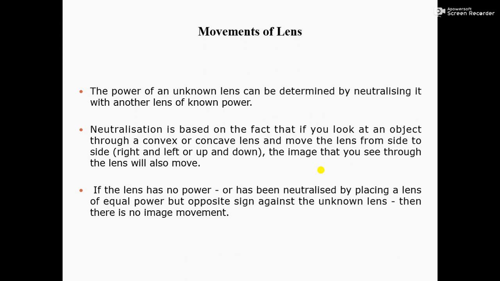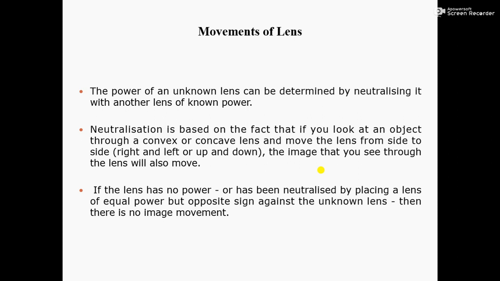Neutralization is based on the fact that if you look at an object through a convex or concave lens and move the lens from side to side, that is right and left or up and down, the image that you see through the lens will also move. If the lens has no power or has been neutralized by placing a lens of equal power but opposite sign against the unknown lens, then there is no image movement.